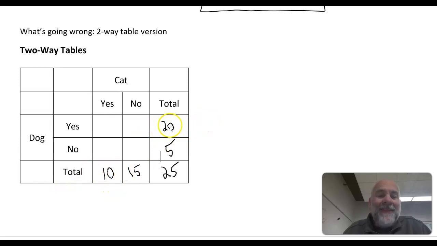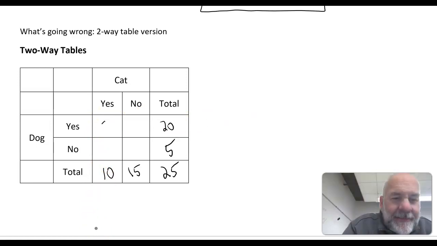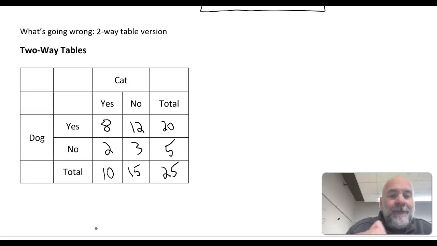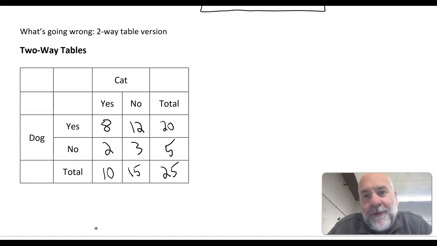So now if I add the 10 and the 20, the problem is that I'm adding up the totals. When you're adding these up, you can add them up by row or by column. What's really going on is that I've got 8 families that have both. There's 2 who just have a cat and don't have a dog. There's 12 that just have a dog, don't have a cat. And then again, just like before, there's 3 who have neither.